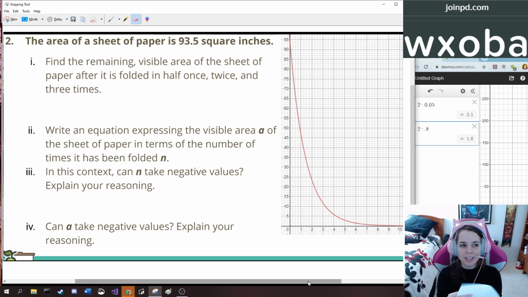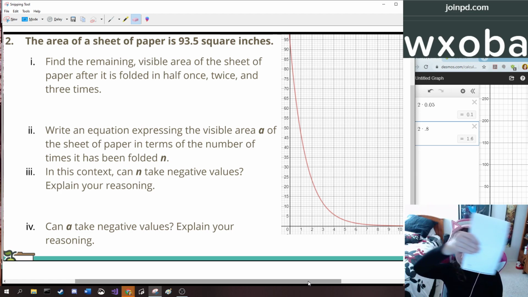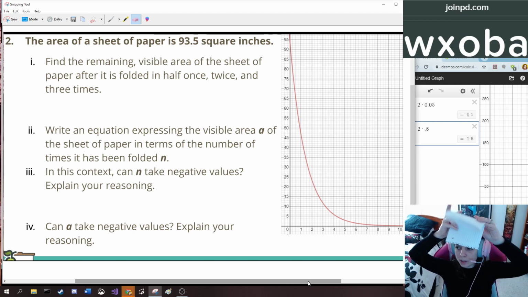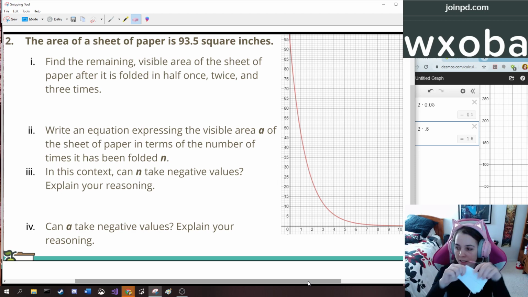Now, when you fold it, that area is going to halve. This is now half the amount of the area as it was. Okay? If you fold it in half again, it's going to be another half of the area that it once was. Okay? So every time you fold it, the area, the space, the rectangle is going to have a smaller amount of area.